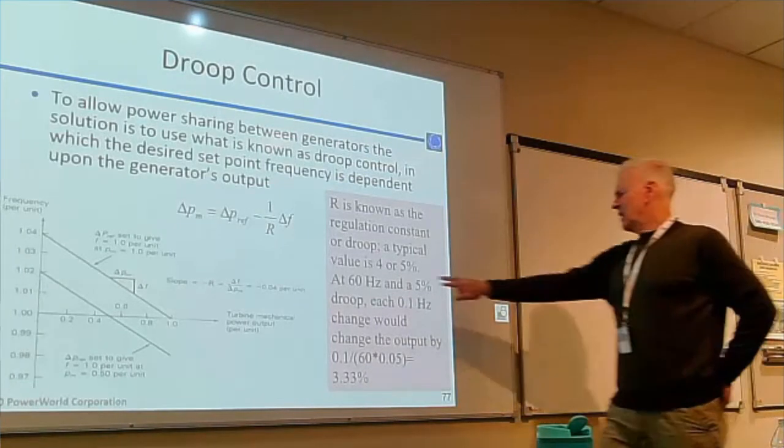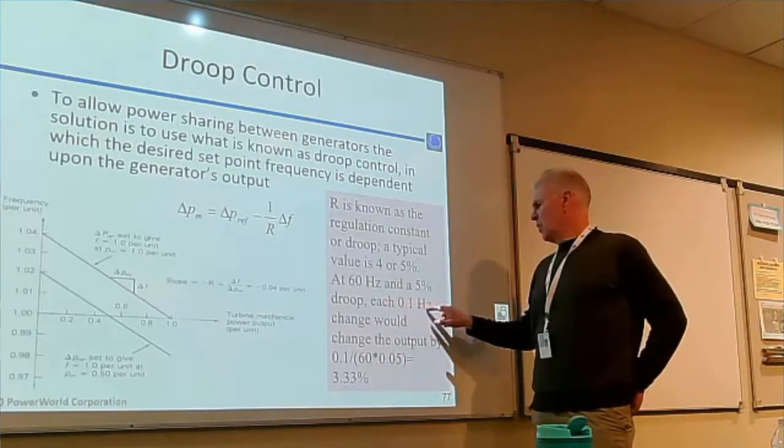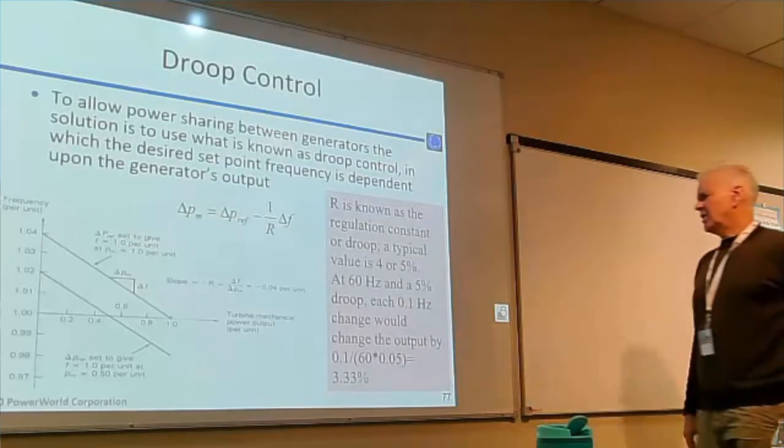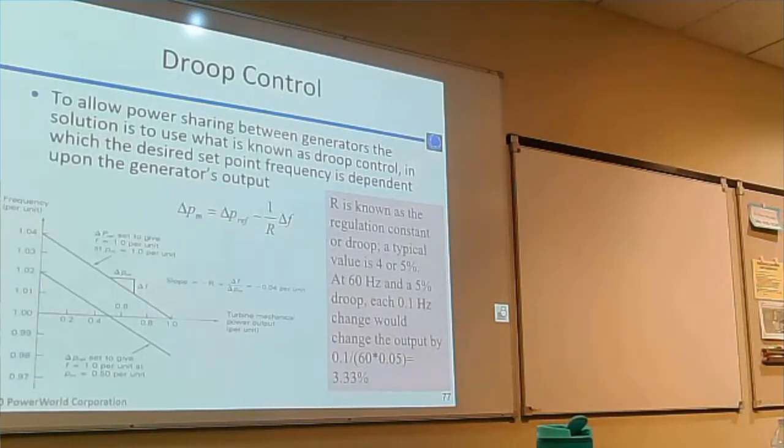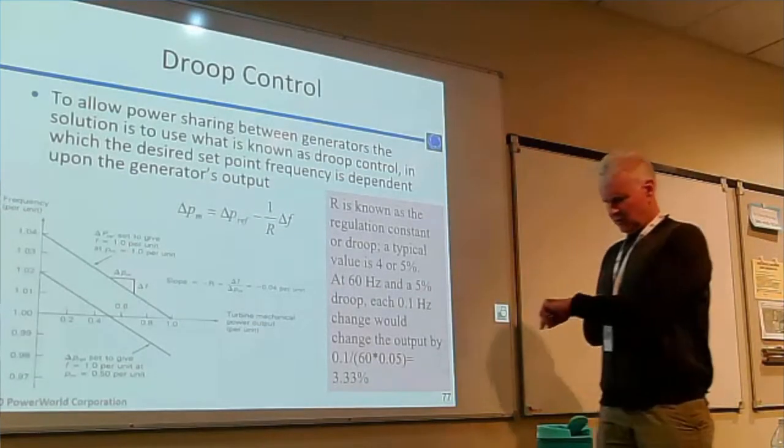At 60 hertz and a 5% droop, each 0.1 hertz change would result in a change in the output of that unit by 3.33%. So the idea of a droop control is as the frequency goes down, we're automatically changing the set point on the generator to try to compensate for that and bring the frequency back up. Okay, and a common value is 5%.